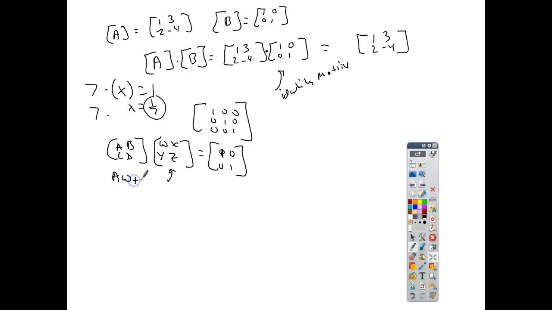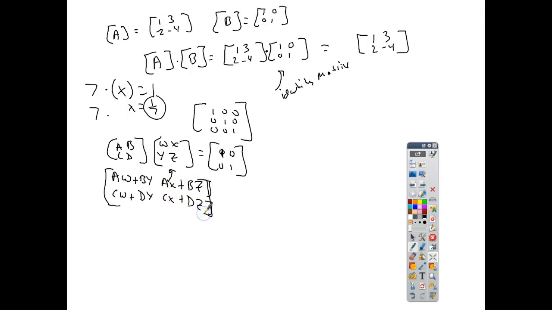So AW plus BX. No, I'm doing that wrong already. AW plus BY, right? That'll be the top one. Okay. And then this one here would be AX plus, what am I doing? AX plus BZ. And then I'd have CW plus DY. Agreed? Yeah. And then here I'd have CX plus DZ.